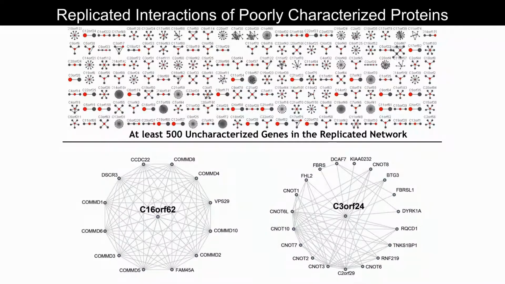Now, quite interestingly, it turns out that there are about 500 or so uncharacterized genes present in the replicated network. And so previously, whenever we had an unstudied gene and we got something down, we usually couldn't tell what was interesting about it because we didn't have any information with which to judge whether or not it was real. But now we have quite a large number of complexes where we've essentially replicated it in a different cell line.